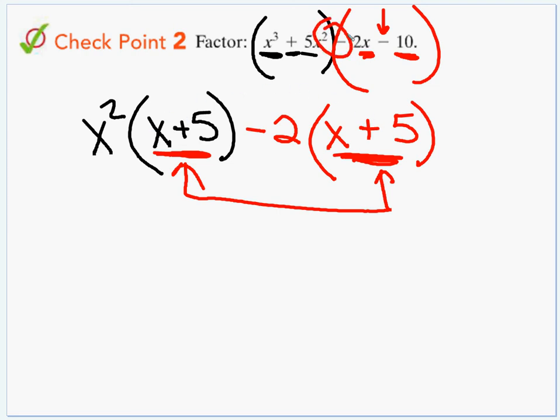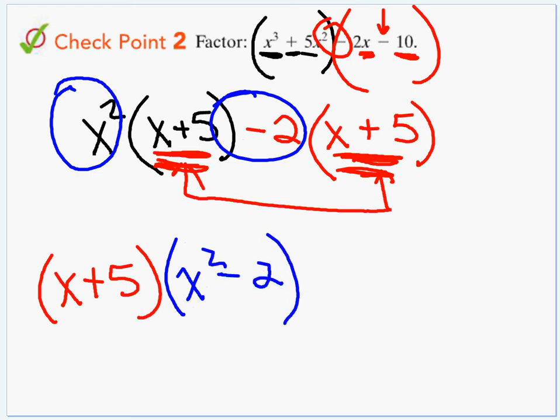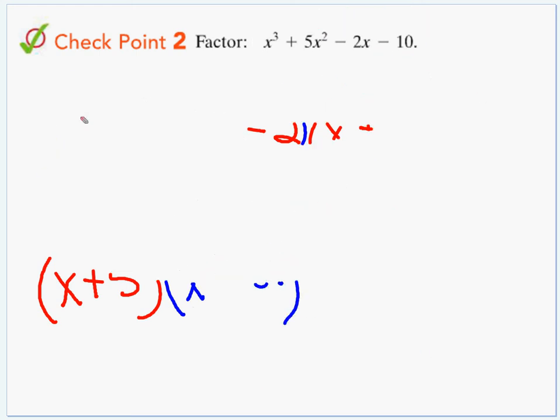Be cautious about that minus. All right, we have an x plus 5 in parenthesis, so that is a common term. We'll pull out the x plus 5, and then we're left with this x squared and a minus 2. x squared minus 2. Problem solved.